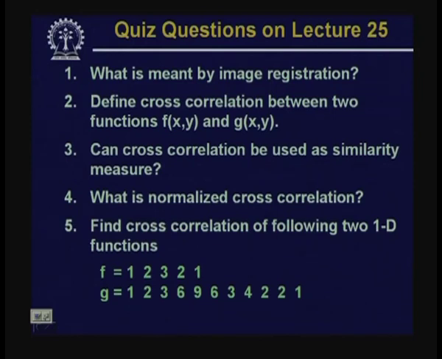Fifth, find the cross correlation of the following two one-dimensional functions. One is given by f = 1, 2, 3, 2, 1 and g = 1, 2, 3, 6, 9, 6, 3, 4, 2, 2, 1. So, here you find that these two one-dimensional functions f and g are represented in the form of a sequence of samples. So, these are discrete functions and you have to find out the cross correlation of these two discrete functions. Thank you.